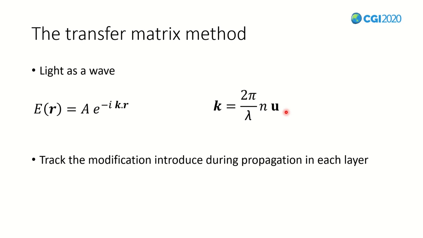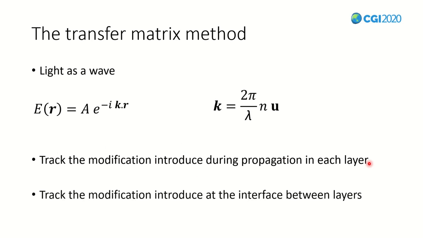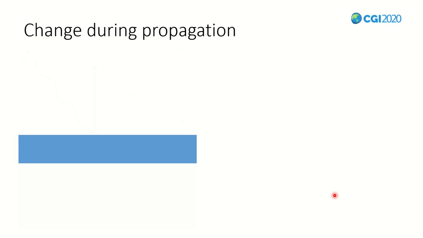In our transfer matrix method, we need to track two things. It tracks the modification introduced during the propagation in each layer, and we need to track the modification introduced at the interface between the layers. So let's start with what's happening during the propagation inside the layer.